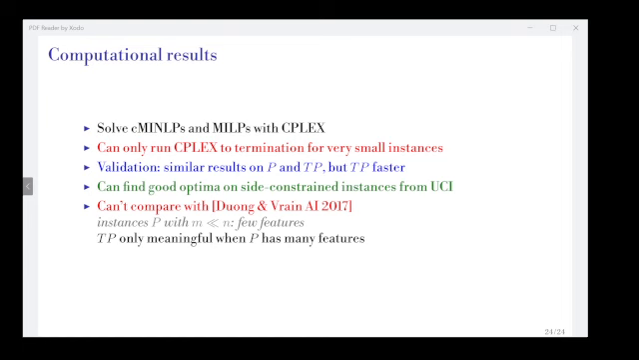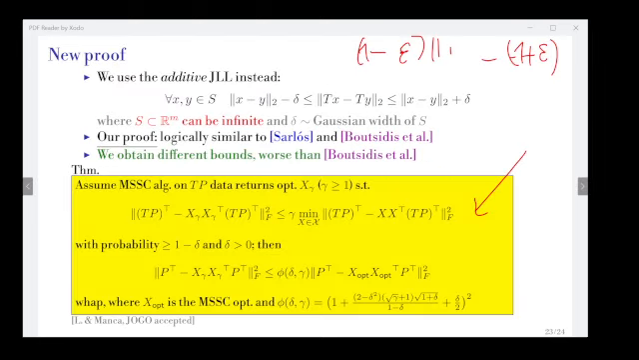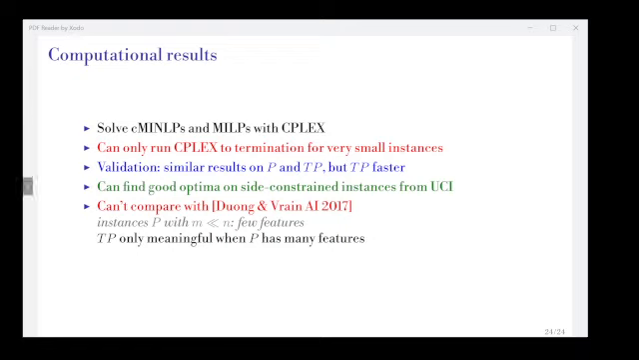So the computational results, let me just say something. This fundamental issue that we think we found with Boutsidis's proof might seem to be negated by the fact that Boutsidis's papers have computational results supporting the theory. On the other hand, JLL-related theory enforces bounds which may be slack in many cases, even though they need to be high to cover every possible case, every possible instance. In many classes of instances, maybe they are slack. And so maybe the tests do succeed even if the theory is not quite correct. We've found that ourselves in investigating random projections with other problems.